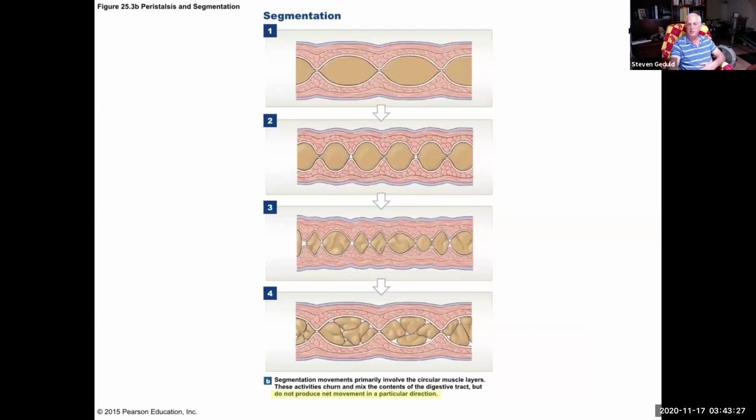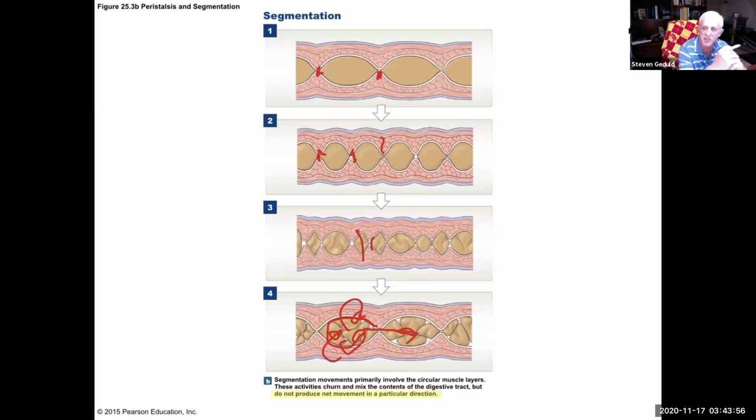Segmentation is a little bit different. Segmentation is where you seal off each branch into smaller and smaller segments. Okay, and in these segments, once you've got these segments here, they start to spin. Like a cycle for a drying machine. It spins and allows material to churn. Okay. So there's no net movement in any particular direction during segmentation. Once it's done, these open up and then peristalsis comes in and pushes the material.